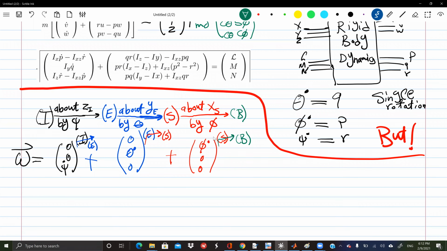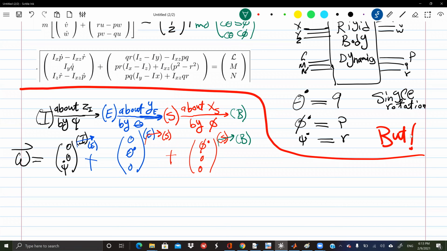Okay, this is a vector in the B frame or S frame, whatever you like. This is in a different frame. This is in a third frame. I cannot add vectors in different frames. I need to bring them all to the same frame and do the addition there. Okay. How can I move one vector, I'm sorry, from one frame to another? How can I do that? Any idea?